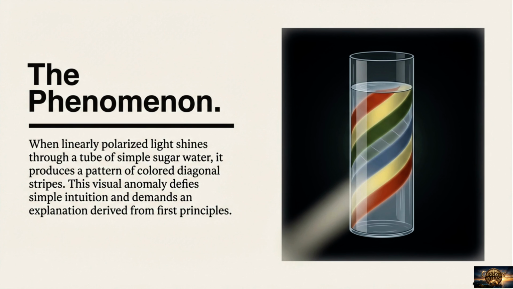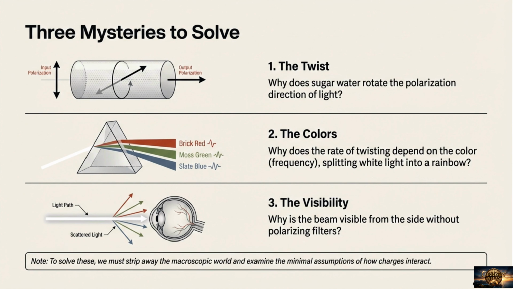When linearly polarized light shines through sugar water, it produces a visual anomaly, a pattern of colored diagonal stripes. This video will use first principles to explain this phenomenon. We have three mysteries to solve.